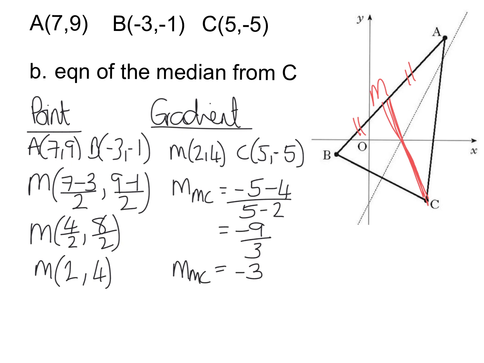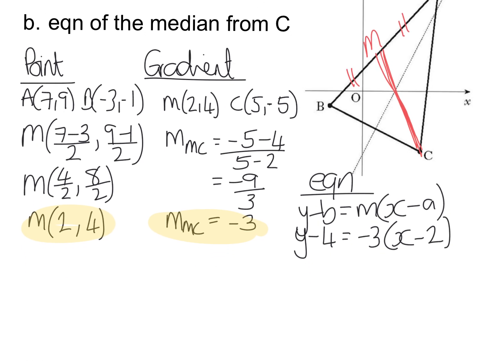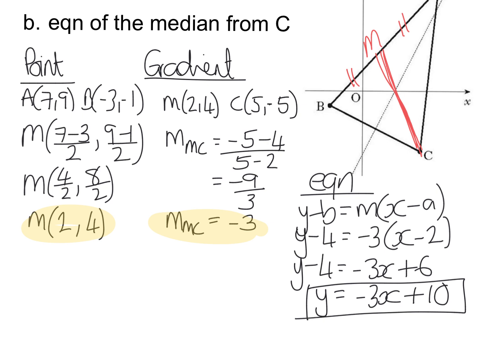Please don't find the perpendicular gradient because there is no perpendicular stuff going on with a median. Its only interesting fact is it's got a midpoint. And then to finish the question off, let's go find our equation. Let's plug into y minus b equals m bracket x minus a. So we have y minus 4 equals negative 3 bracket x minus 2. Multiply out your right hand side, gives you y minus 4 equals negative 3x, watch your signs, plus 6, and this turns into y equals negative 3x plus 10, and that is our equation.